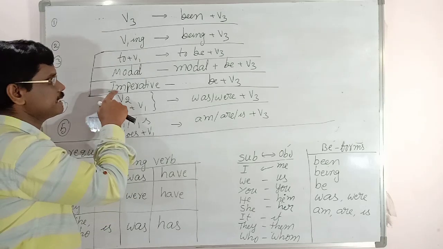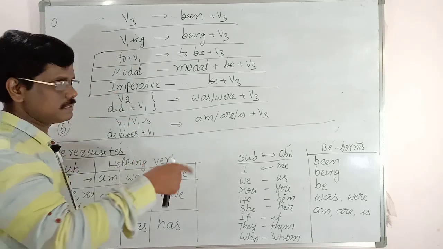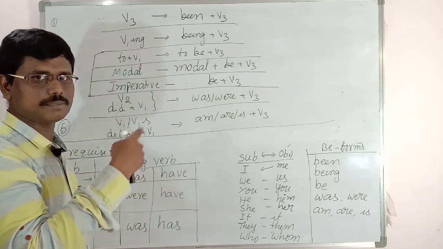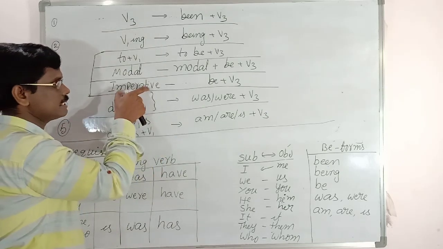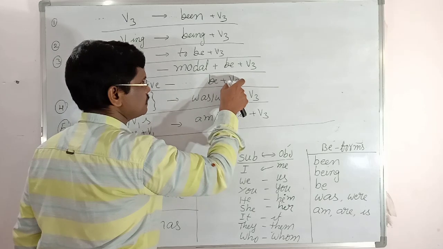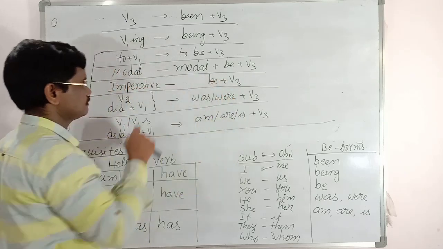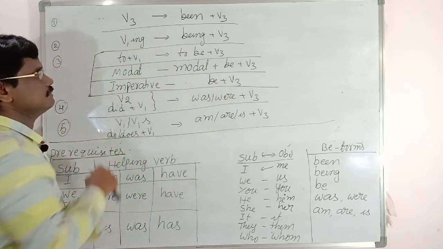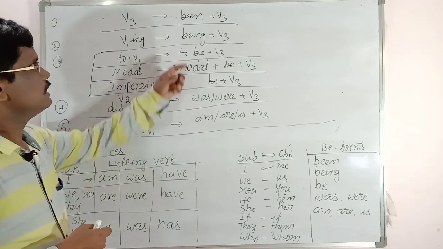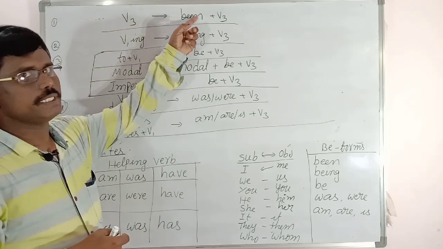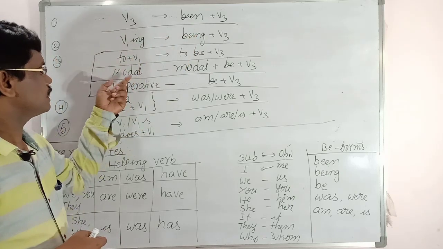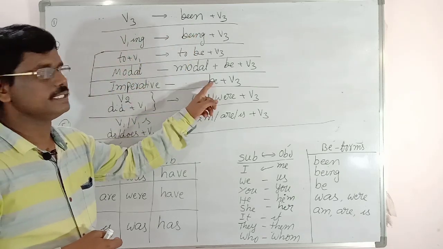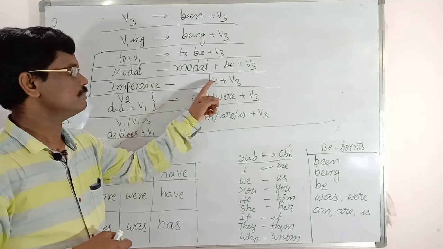Tip number 4. If it is an imperative sentence, when I give you all the examples, I will give you a detailed explanation. In an imperative sentence also we use verb 3, and before verb 3 we use be. So to summarize: if verb 3 is there, use been; verb 1 ing form, use being; to plus verb 1, or modal, or imperative, use be before verb 3.